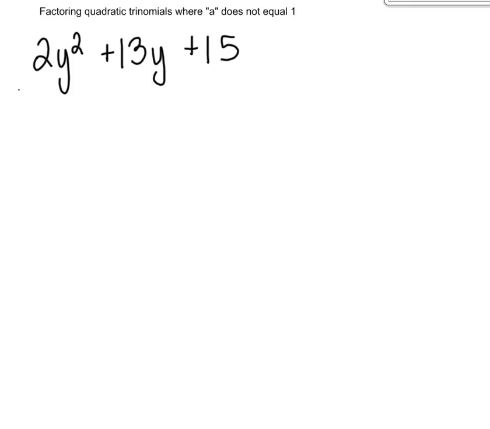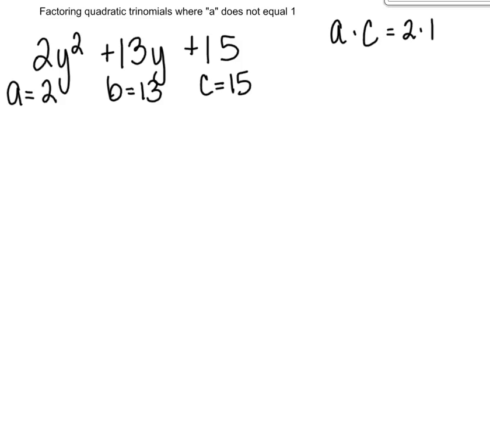The first thing that I would do is identify my coefficients. So A is 2, B is 13, and C is 15. Then I'm going to go off to the side and take A and multiply it by C. So in this case, I am looking at 2 times 15, which is 30. And now I'm going to go back to what I did when A was 1. I'm going to write down all the factors of this number. It's just that now this number is A times C.